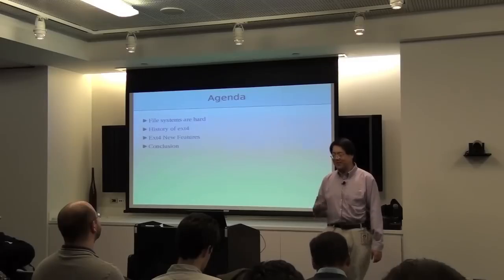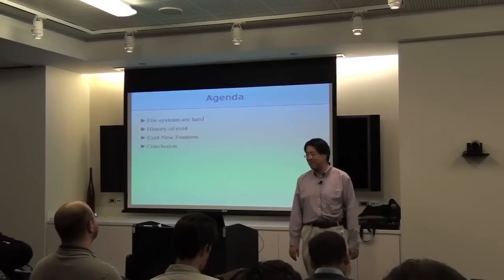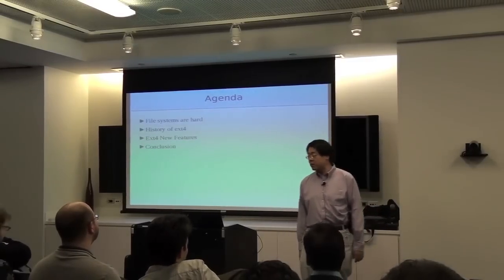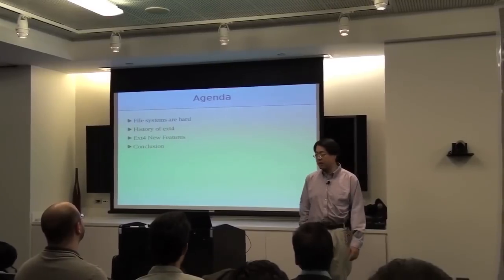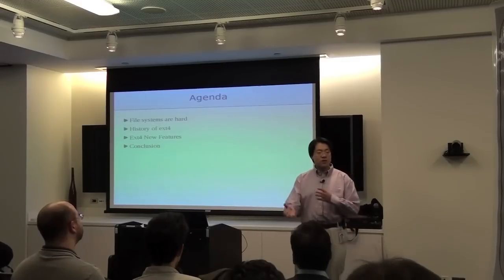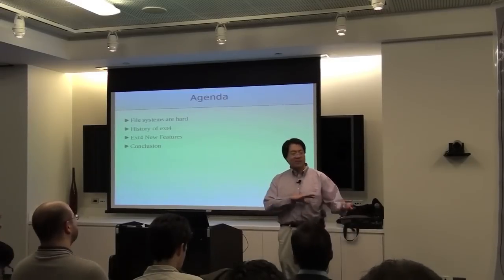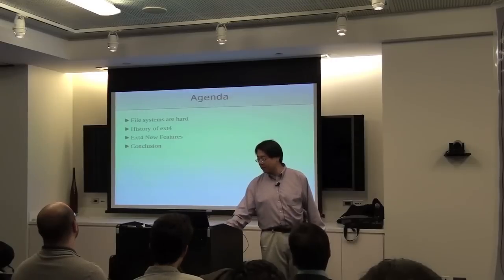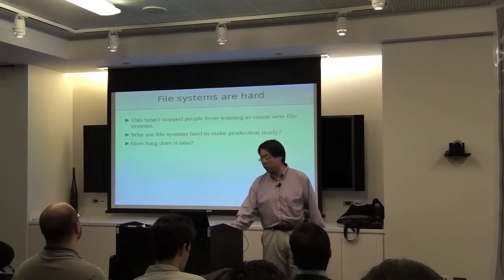And one of the amusing things is everyone thinks that file systems will stabilize a lot more quickly than they actually do take to stabilize. We'll talk a bit about that. Then I'm going to spend a little bit of time talking about the history of ext4, how it got to where it is, some of the new features, some of the advantages, disadvantages of ext4, and then I'll wrap it up. So that's sort of the general roadmap of where we're going to be going.